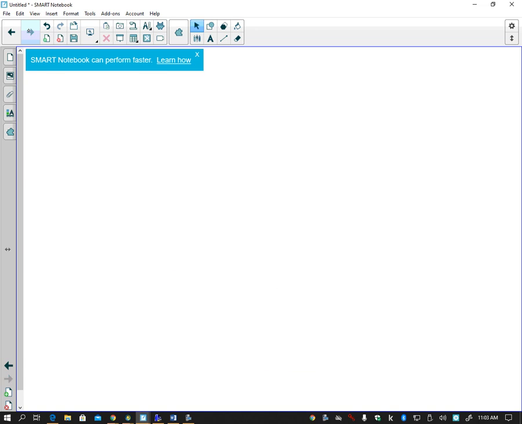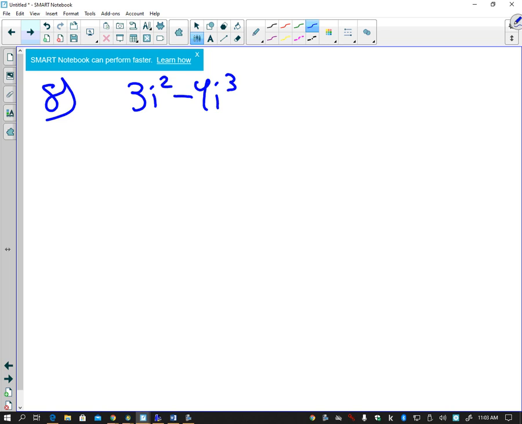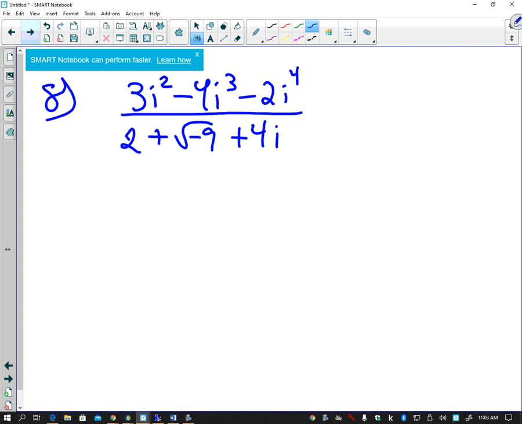All right. Number 8. Okay, let's see. Simplify 3i squared minus 4i cubed minus 2i to the 4th, all over 2 plus radical negative 9 plus 4i. I'm going to focus on just the numerator for now, and simplify it as much as I can. I've got 3 times negative 1, minus 4 times negative 1i.